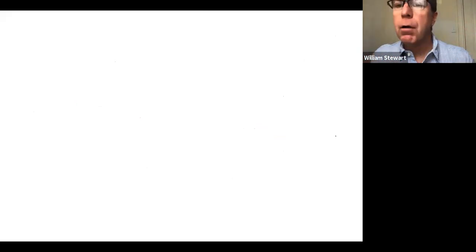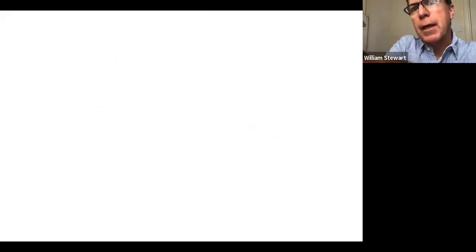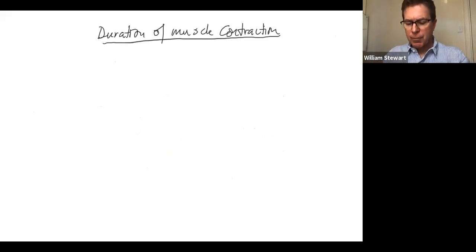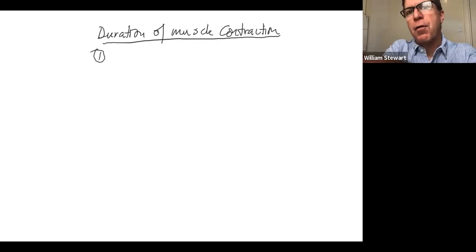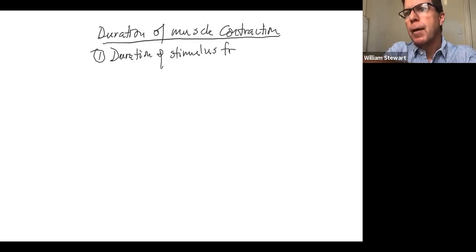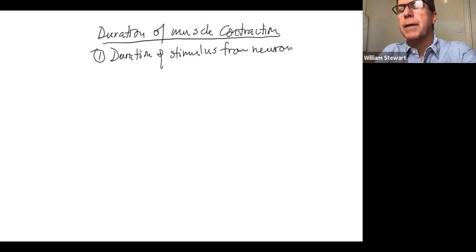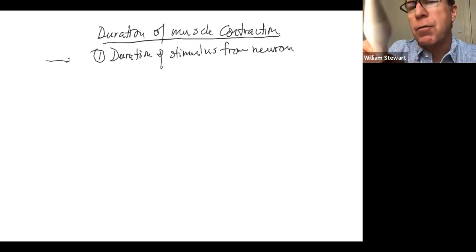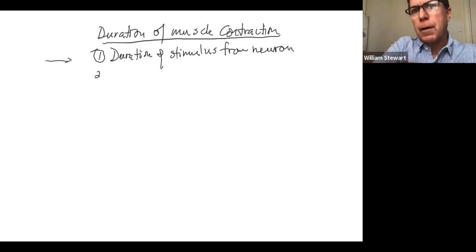New whiteboard. How long does a muscle contract? The duration of contraction depends on 3 things. Duration of muscle contraction. Remember, this is skeletal muscle contractions. That really depends on 3 things. First, the duration of the stimulus from the neuron. So that's ingredient number 1, a neural stimulus. So that acetylcholine has to be released. Now, if the nerve stops firing, then the muscle can't continue its contraction. So the duration of stimulus from the neuron is factor number 1.